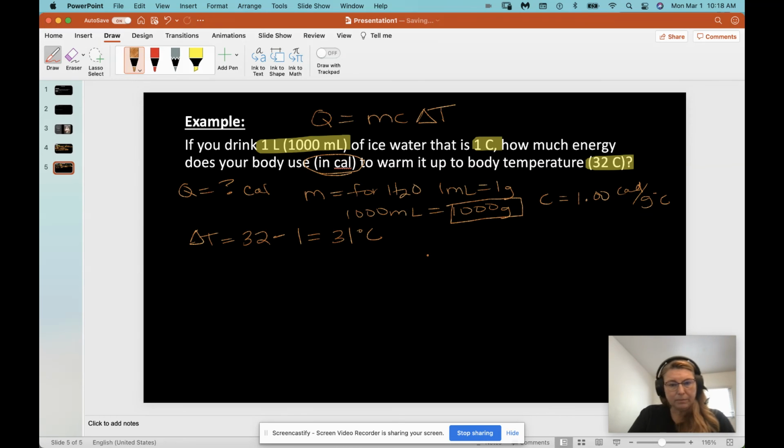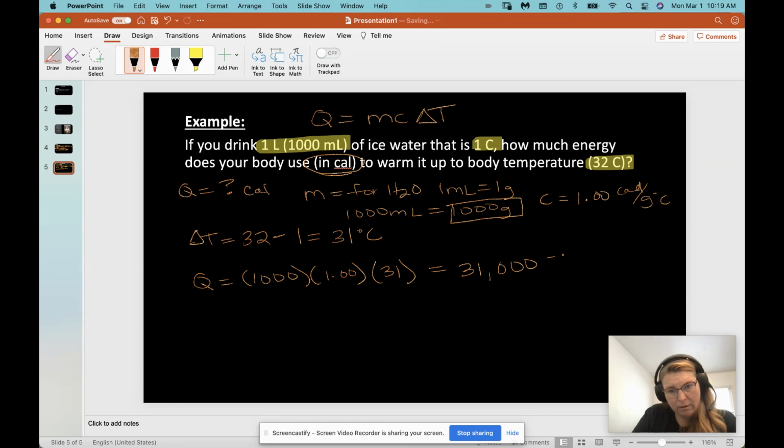So now it's just a matter of plugging into our equation. So we're going to have Q equals M, which is going to be 1,000, times C, we're solving for calories, so this is just going to be 1.00. And then our delta T is 32 minus 1, which is 31. So 1,000 times 1 times 31 is just going to give us 31,000 calories. So this would be how much energy your body burns by just bringing a liter, which is kind of a good amount of water, back up to body temperature if it was ice water.